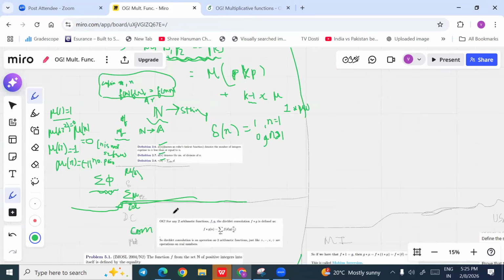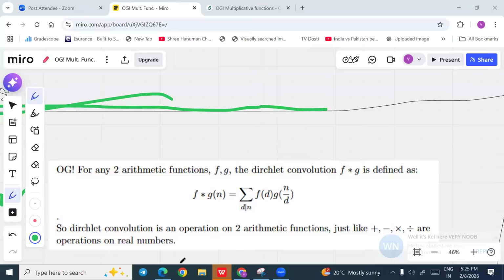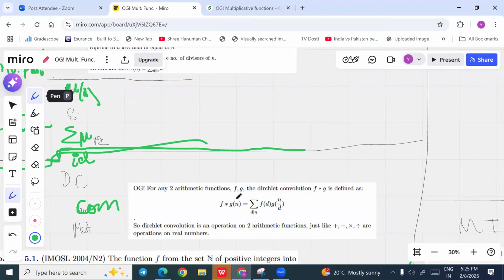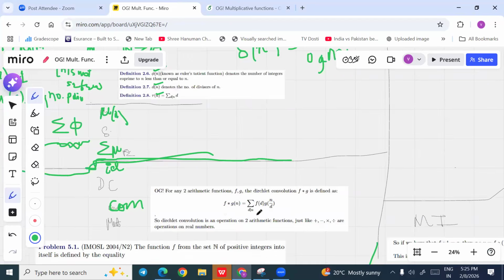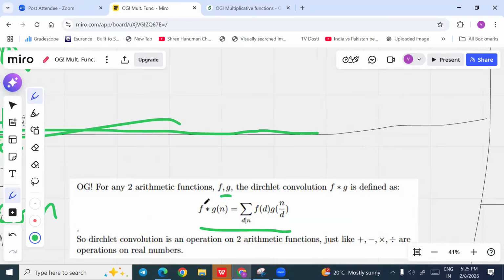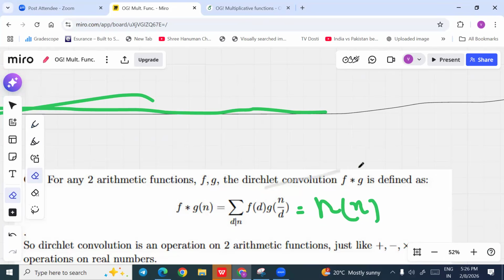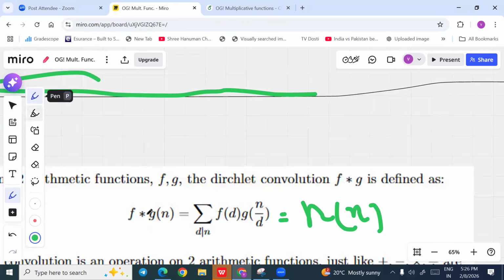So for that, first of all, let me introduce you to Dirichlet convolution. The Dirichlet convolution of two functions is defined as this. It's basically an operation between two functions, and when you perform the operation on a number n, you get another function, which is equal to this. Let me call it h of n. This is how it's defined.